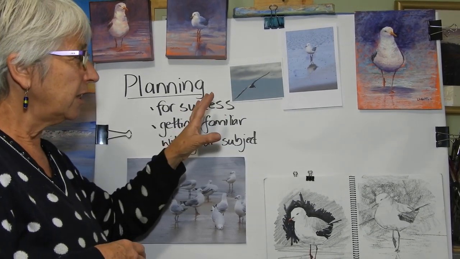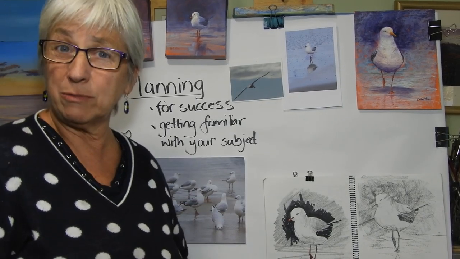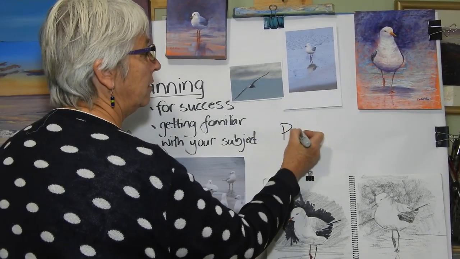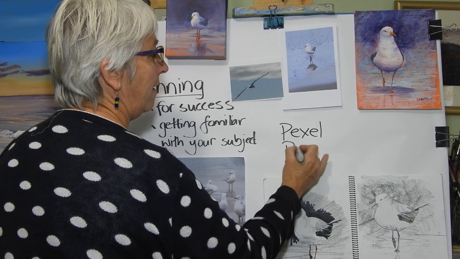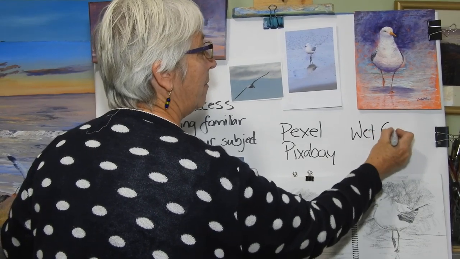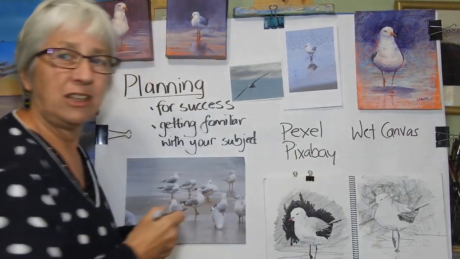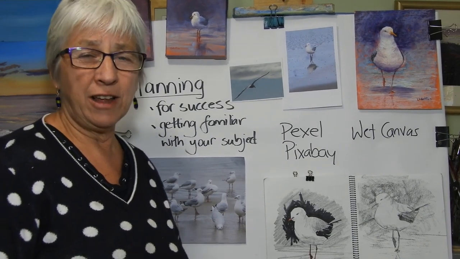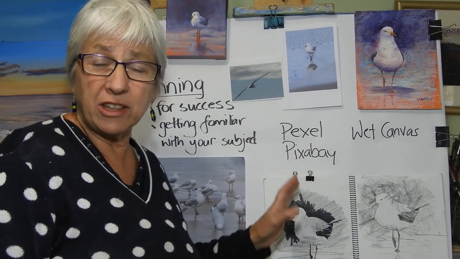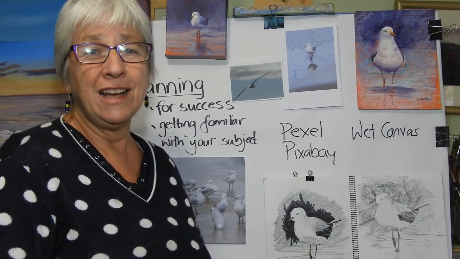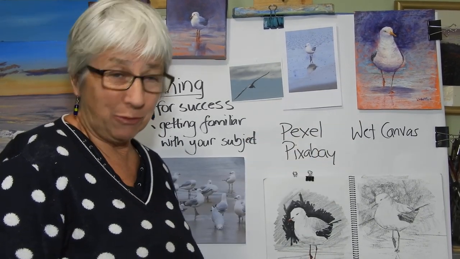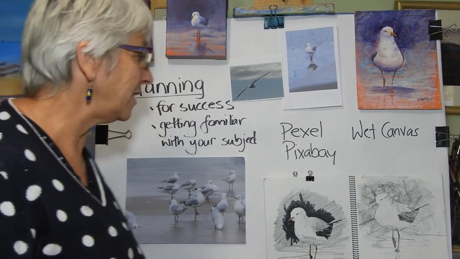If you don't have access to somewhere where you can take photos of the subject that you really want to include in your painting, go to Pexels or Pixabay or Wet Canvas. All those sites have copyright free photos that you can use in your artwork, and it's a great place to get subject matter that you might not have or that you don't have the right view of. So if you're into old rusty trucks and you don't have anywhere where you live, go and look on some of these sites for some of those free images that you can use in your paintings.